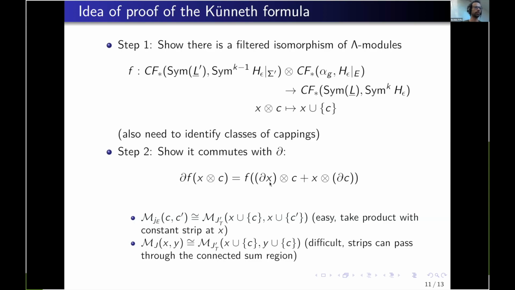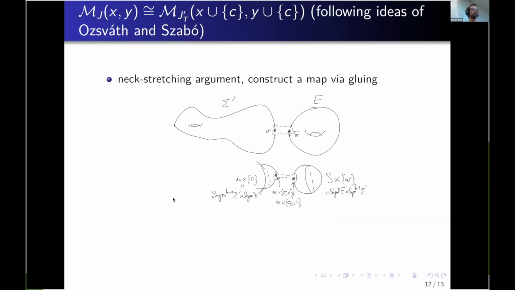So we need to consider strips from some point X to Y inside Sym^{k-1} of sigma prime. And we want to associate to it a strip from X union C to Y union C. But now strips from X to Y can pass through the connected sum region, and so it becomes harder. To do this, we follow some ideas of Ozsváth and Szabó.